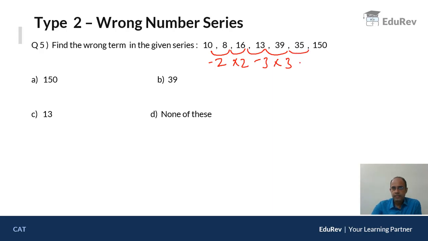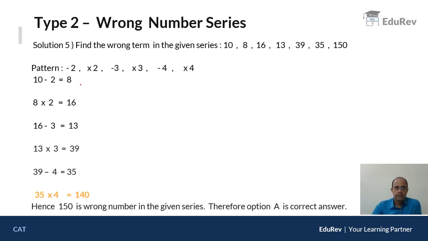So here the difference is minus 4. Here it should have been into 4. 35 fours are 140. That means 150 was wrongly placed. So can we find the pattern? The pattern is consecutive terms: minus 2, into 2, minus 3, into 3, minus 4, into 4. Fine, we are getting a pattern.